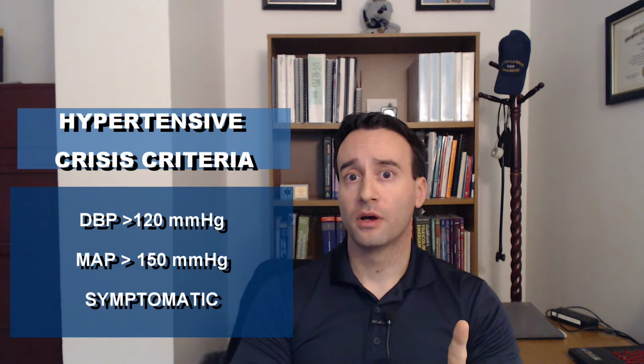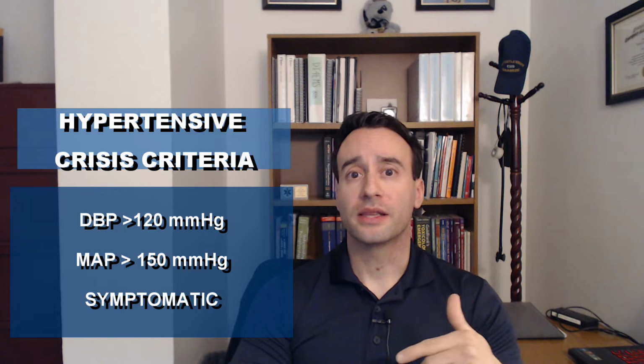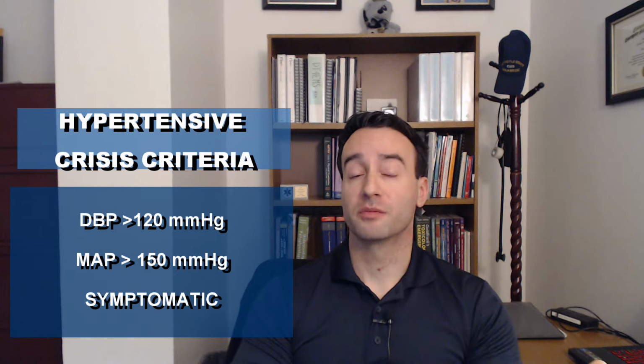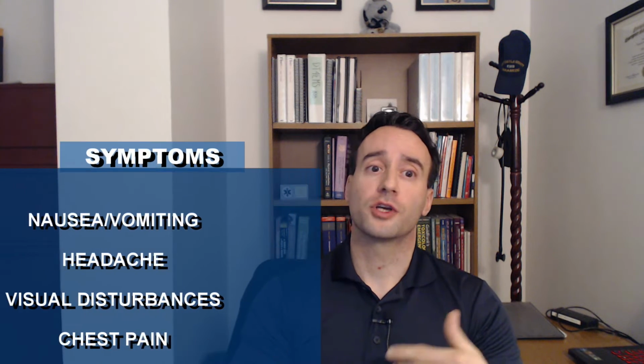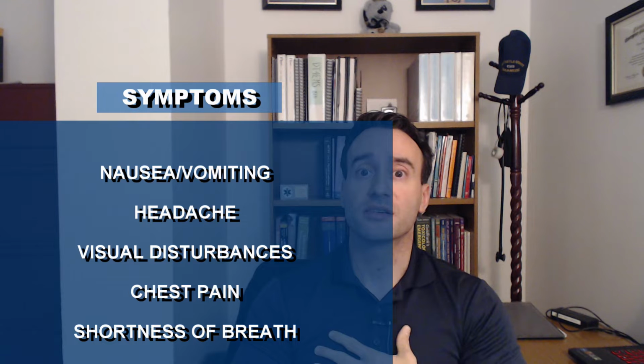So by definition, what is a hypertensive crisis? We see a patient presenting with an elevated blood pressure, defined as a diastolic above 120 or a MAP above 150. But more importantly, they are showing some type of symptoms along with this. So they're showing nausea and vomiting, headache, visual disturbances, chest pain, discomfort, even shortness of breath sometimes.